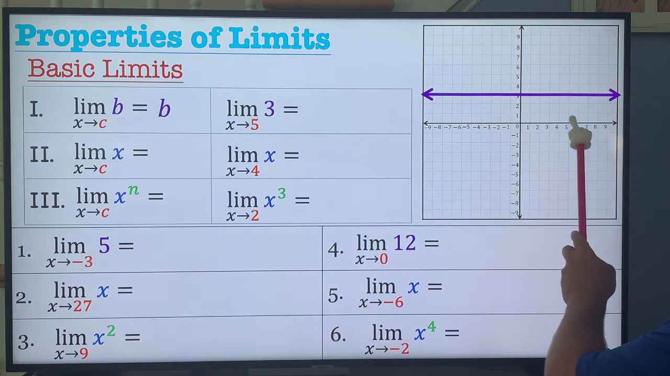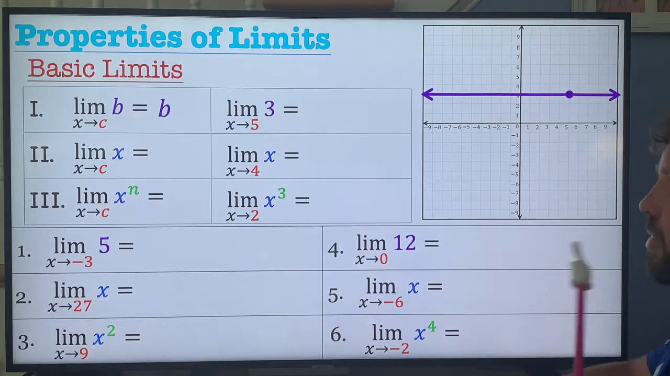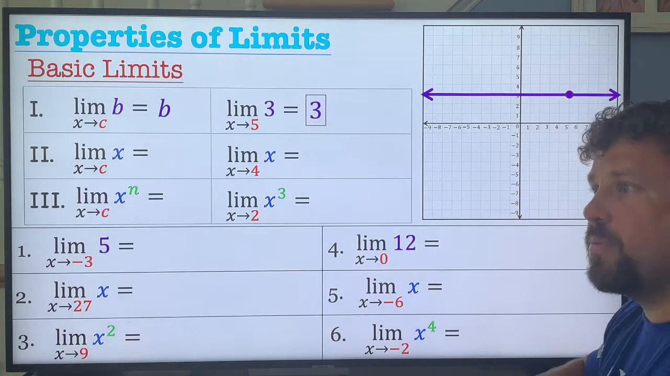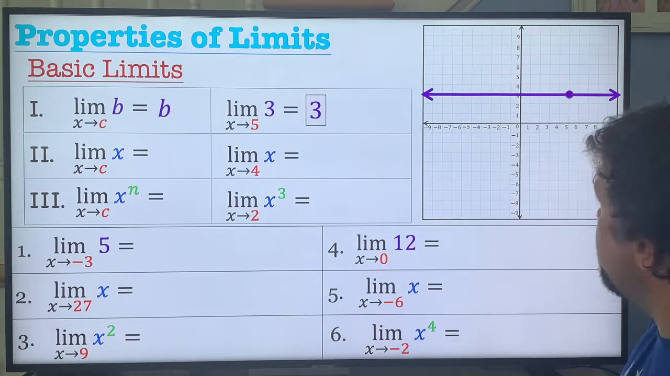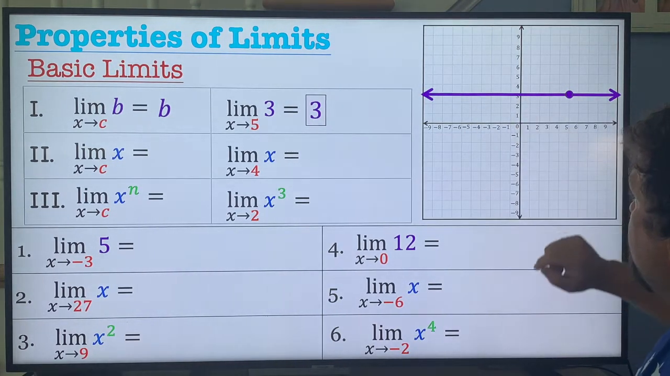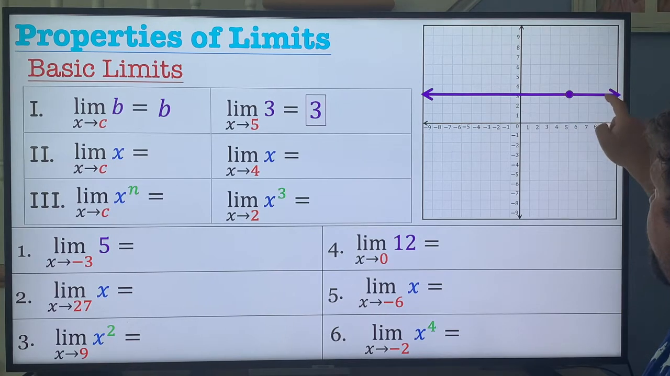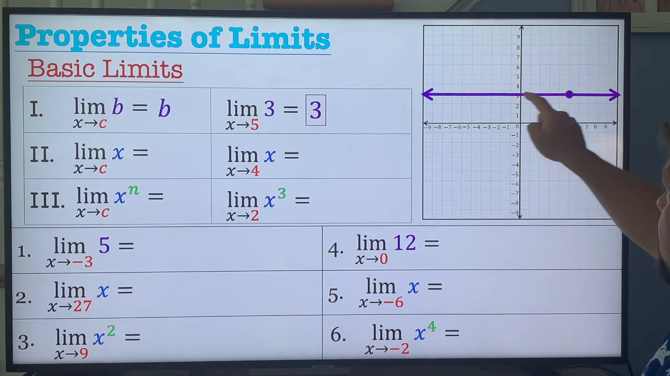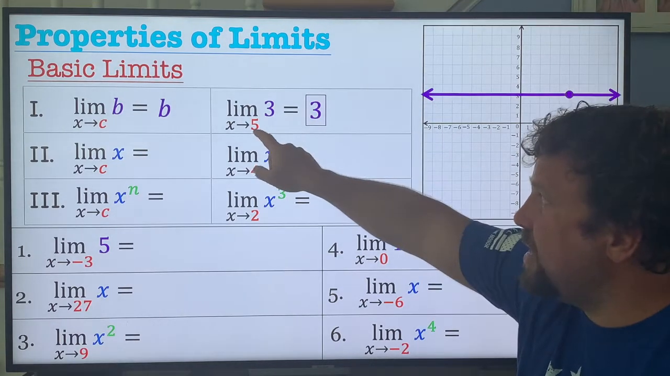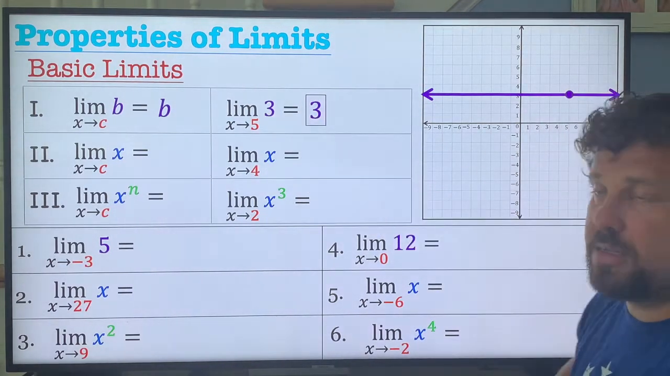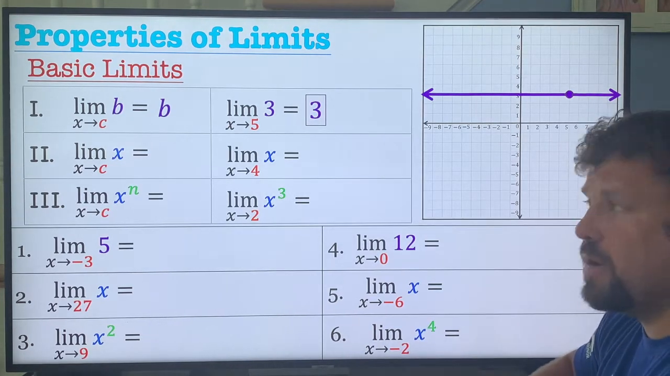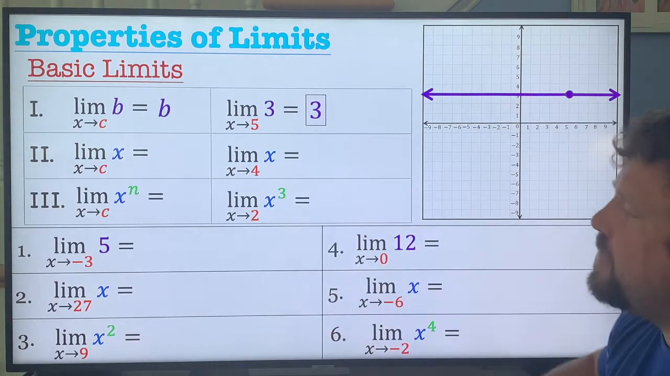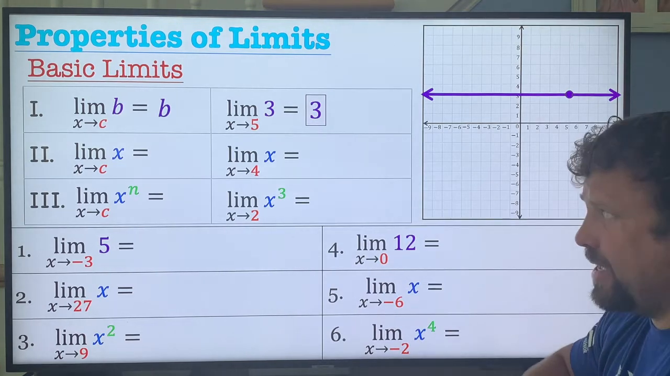So the limit of 3 as x approaches 5. Let's look. 5 is on this graph. Right there would be 3. What's the limit of 3 as x approaches negative 5? 3. What's the limit of 3 as x approaches 0? 3. What's the limit of 3 as x approaches 3? 3. So x is approaching any c here. Your answer is always going to be that constant. You have to be able to remember that. Very important.